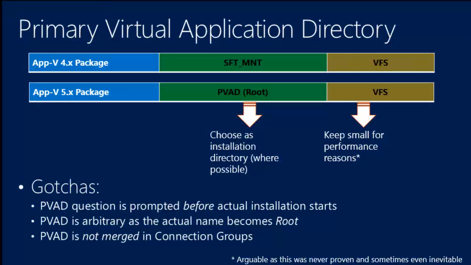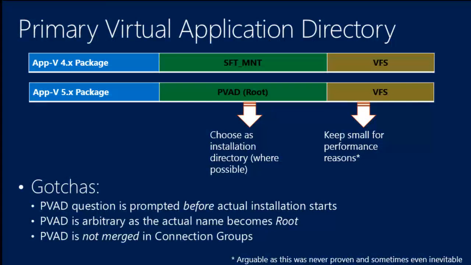But I've run into a couple of gotchas. So first of all, the PVAD question in the sequencer is actually asked before you've installed the application. So it's asking you where the application is installing, where you haven't even installed the application. Now, obviously, if you have a good packaging process and you've tested this installation on a test machine and you know the actual installation directory and you created some proper documentation and gave that to the packager, or maybe did it yourself, this is probably not an issue. However, in real-world scenarios, under time pressure, we find ourselves sequencing applications and trying to do that as quickly as possible. So the question is asked before the actual installation.